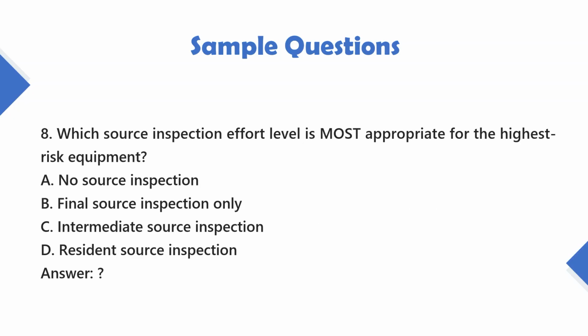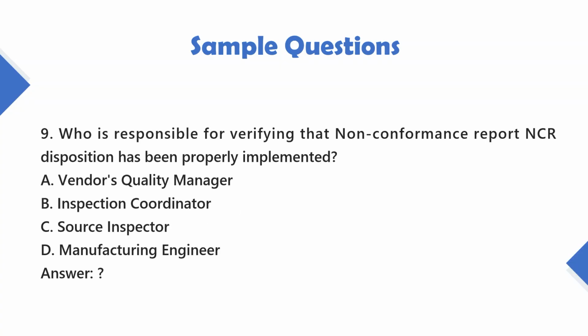8. Which source inspection effort level is most appropriate for the highest risk equipment? A. No source inspection. B. Final source inspection only. C. Intermediate source inspection. D. Resident source inspection.